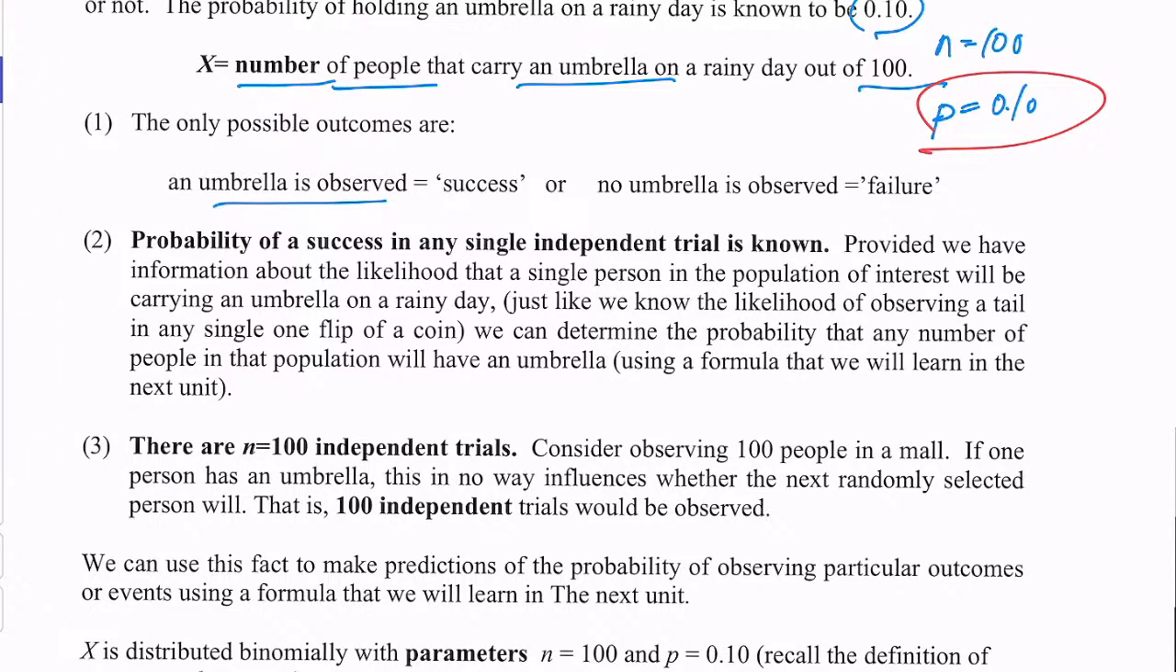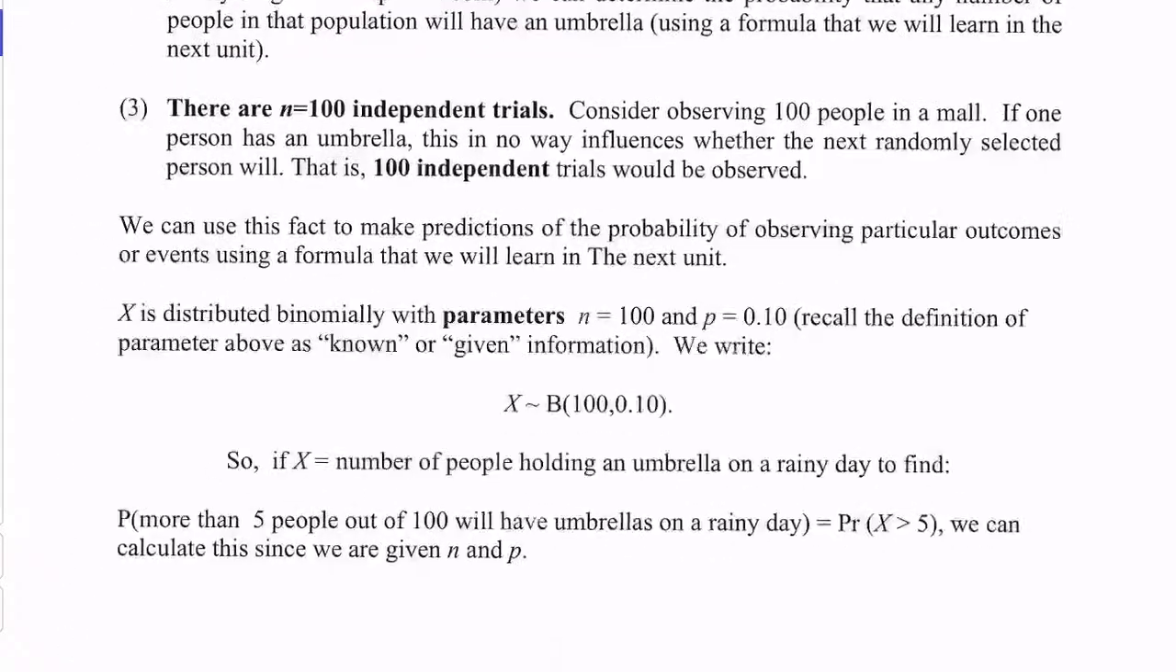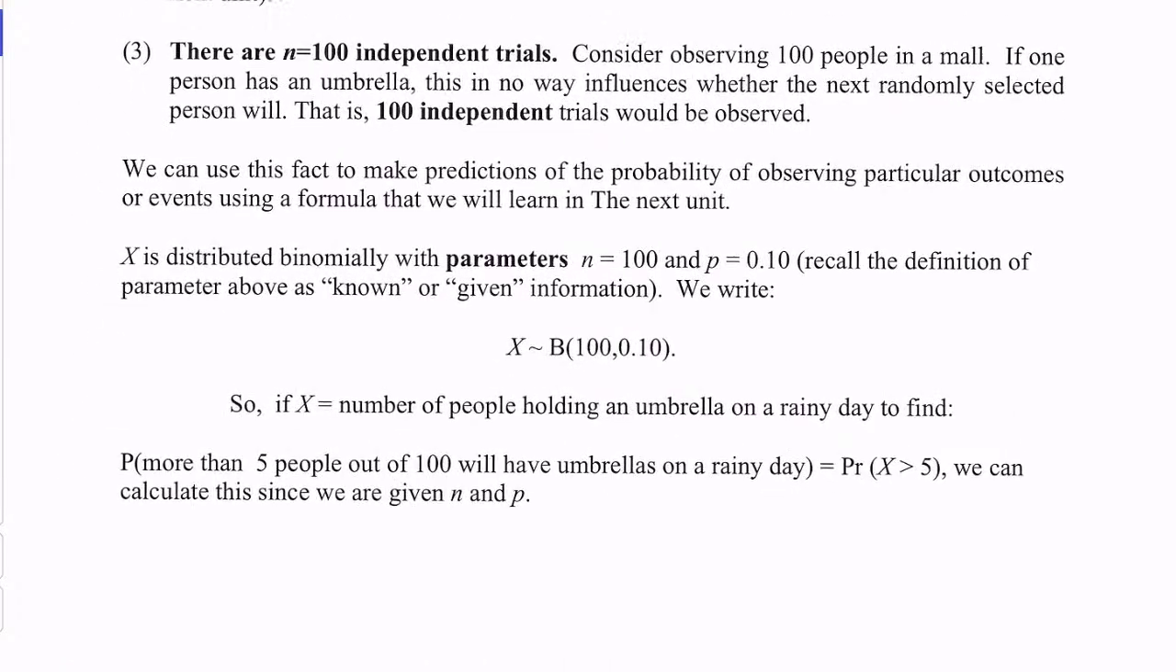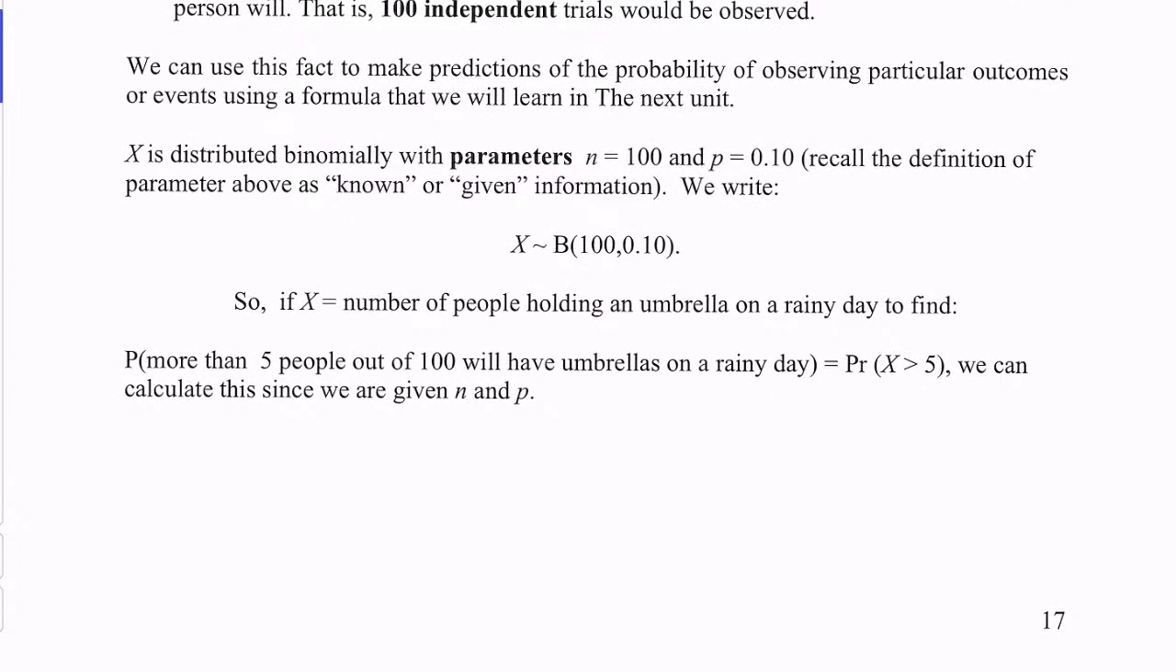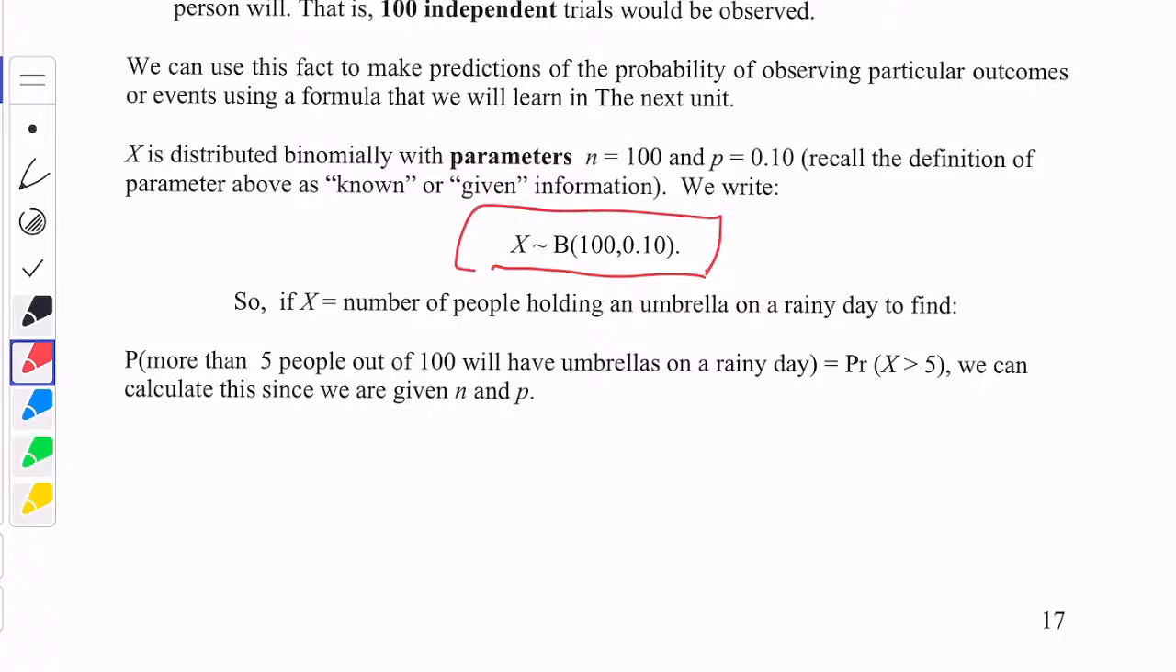If that's true, then there are independent trials, and there are 100 of them. So in this case, we write X is distributed binomial with parameters 100 and p. So 100 is the n, and p is 10%.